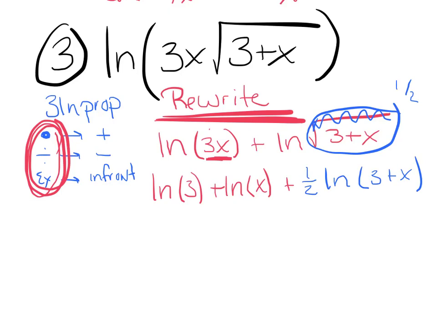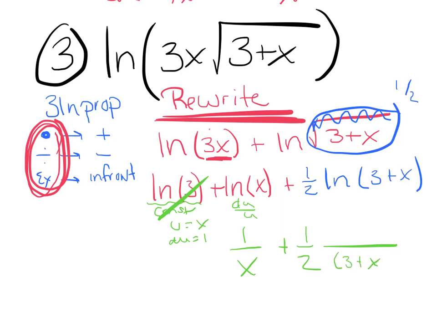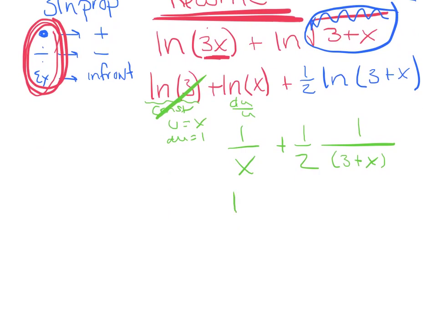Well, the ln of 3, remember that's just a constant. So its derivative should be 0. This is du over u. Okay, so my u is x, my du is 1. That gets me 1 over x. Plus I have a 1/2 in front. My u is 3 plus x. My derivative of that is 1. If I clean that up, I've got 1 over x plus, I'm going to distribute my 2 through, so I'm going to say 6 plus 2x.